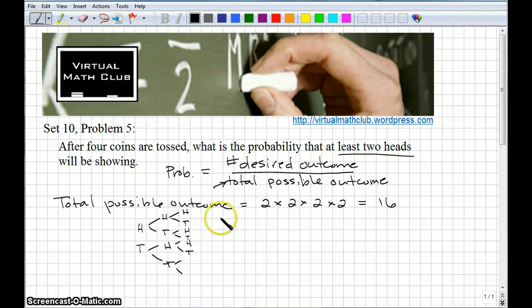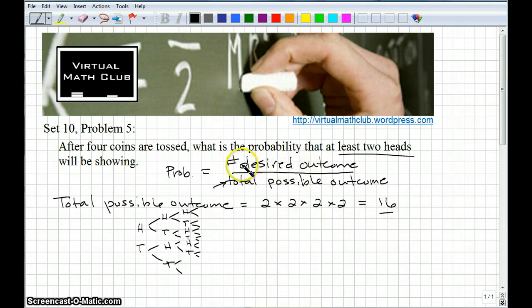And then we've got 1 more coin to toss, so that's going to double the number of outcomes again. This gets kind of messy to draw all these, but you get the idea. You start with 2 and you double it. So you get 2 times 2 times 2 times 2. So you end up with 16. So that's why we multiply right here. Okay. So that is the total number of possible outcomes.